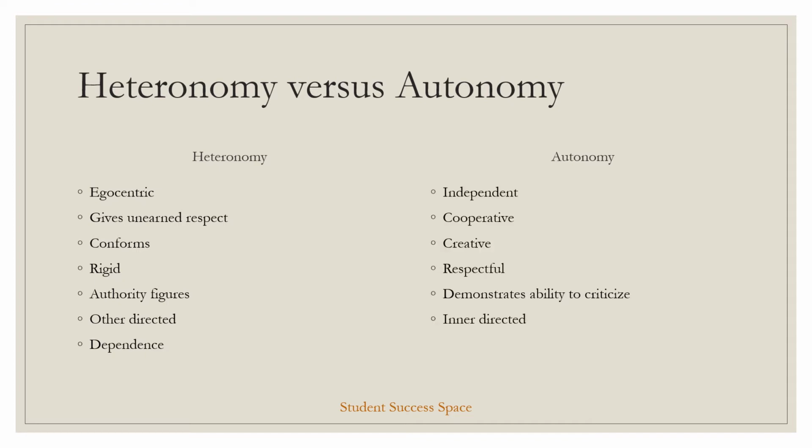In contrast, the autonomous learner is one that is not just independent, but recognizes the importance of cooperation and the need for a subject matter expert. They will demonstrate mutual respect and creativity. They're going to be more flexible, knowing that different topics require different approaches. They are inner-directed instead of being other-directed.